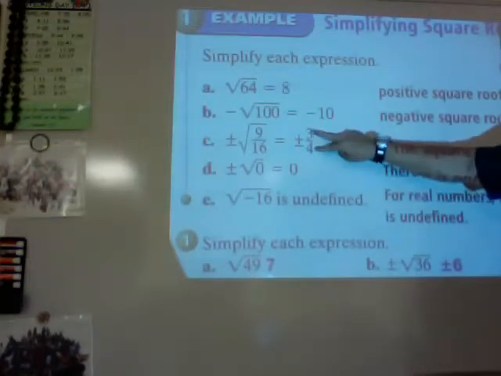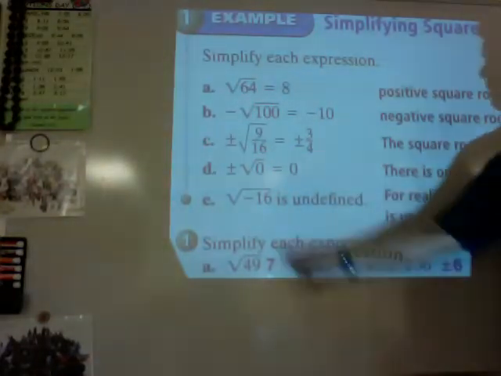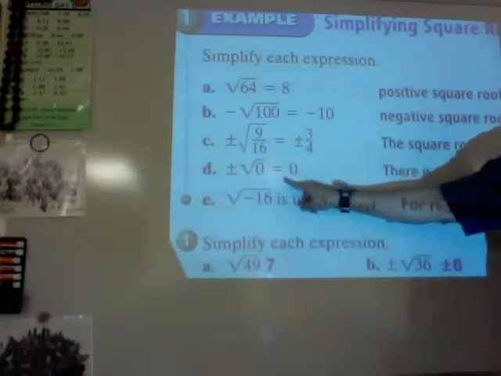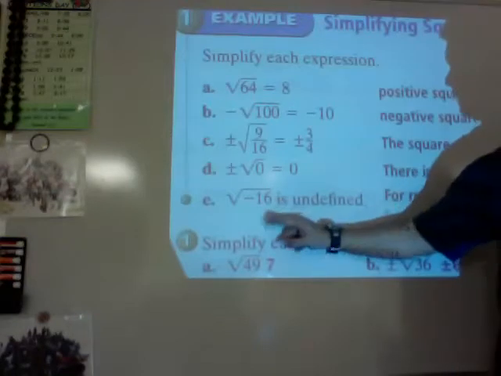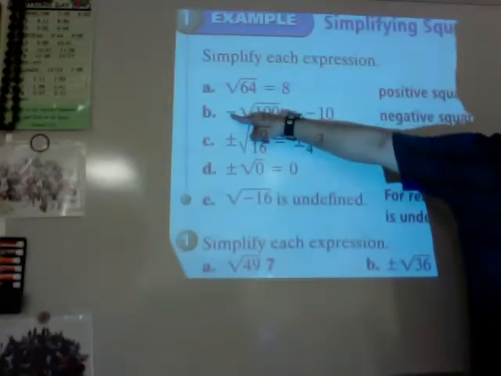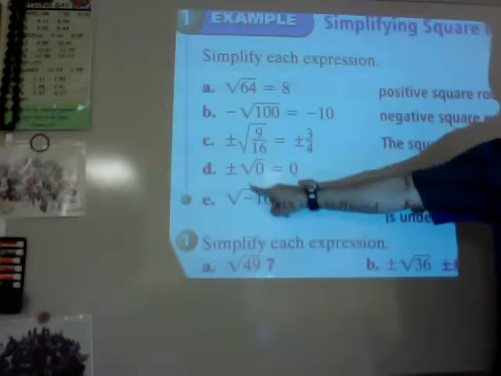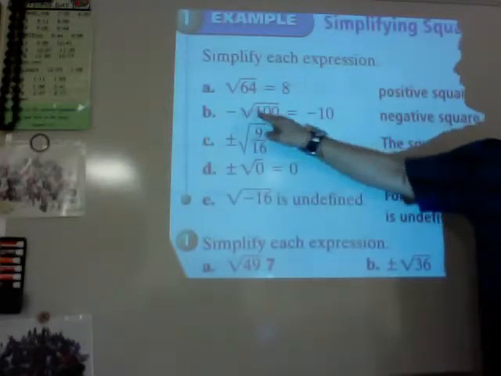And if you think about it, 3/4, if I squared it, 3 times 3 is 9, and 4 times 4 is 16. For D, plus or minus the square root of 0 is just 0 because there's no such thing as positive or negative 0. It's just 0. And for E, if you notice the difference between B and E, in this case, the negative is outside of the square root. In this case, the negative is inside of the square root. So this is negative 10.